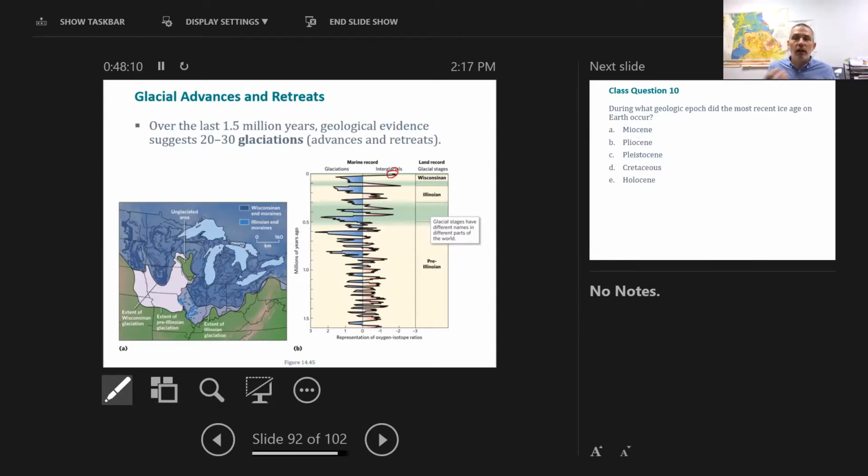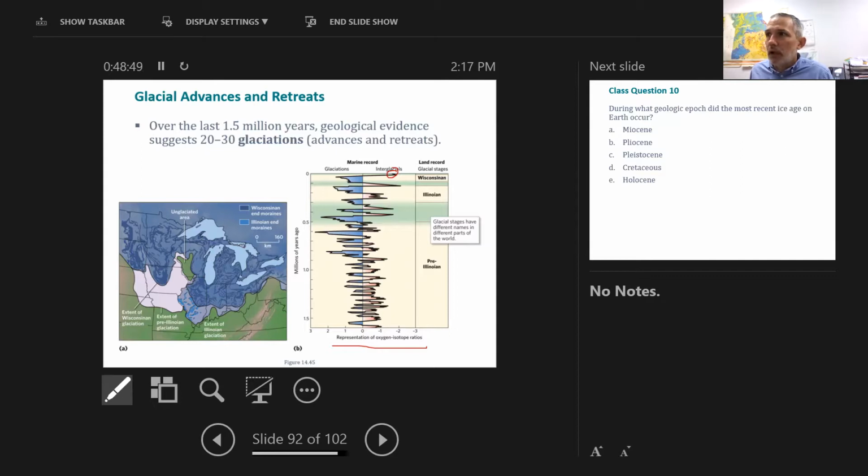The oxygen on the land is going to be more oxygen 16. So we can see during an ice age, we had more oxygen 16 on land and more oxygen 18 in the water. And during an interglacial, we melt out the ice and we increase the oxygen 16 in the oceans and decrease the oxygen 16 concentrations on land. That's how we're using the oxygen isotopes here on the landscape.